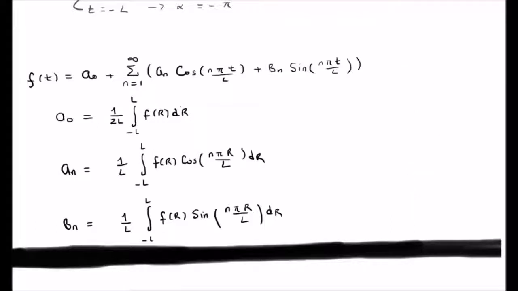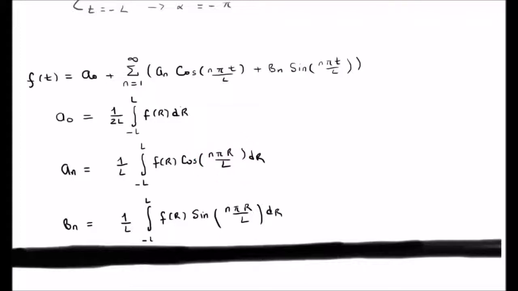What's important to note here is that we now have our period, or half our period in fact, in front of the a sub n, the b sub n, and the full period in front of a sub 0. And we have the argument of our cosine as n pi t over L.